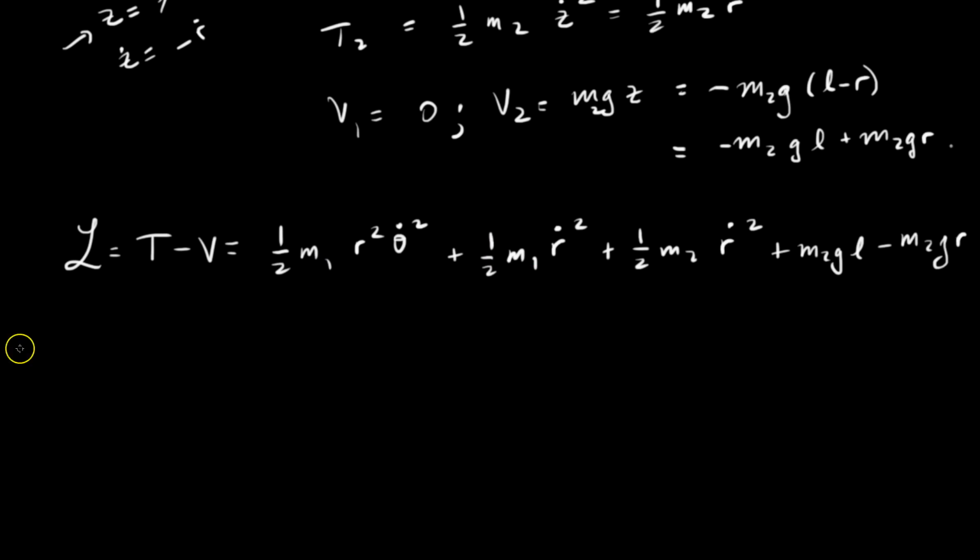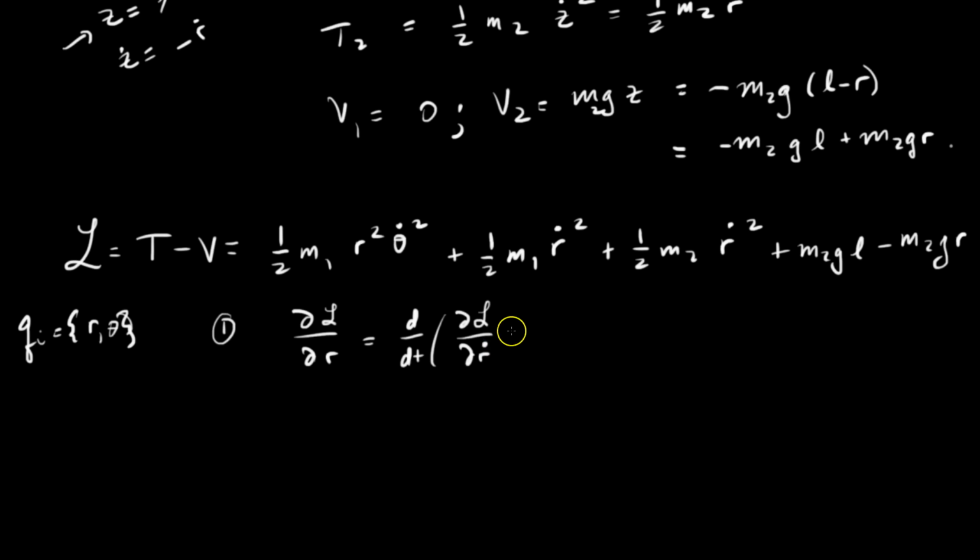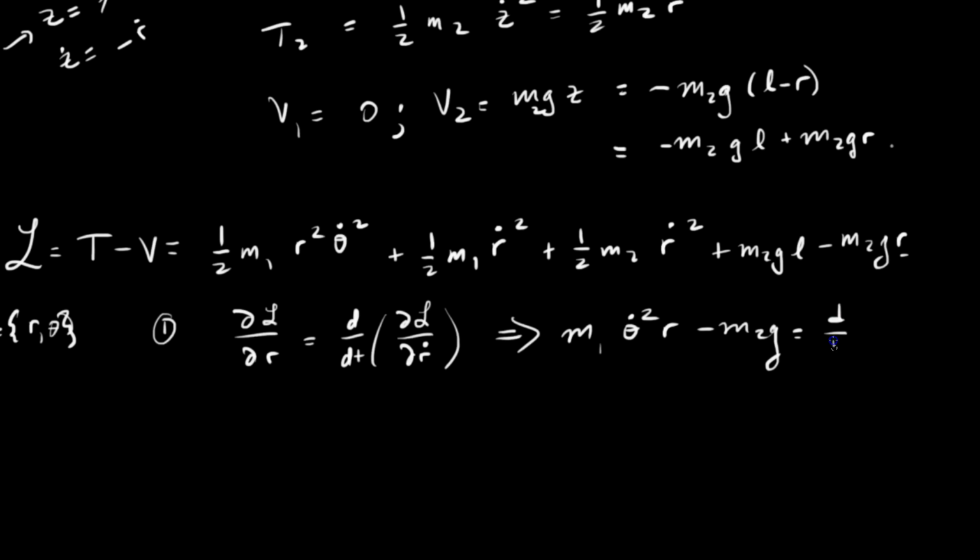Now what can we do? Well, we're working in this basis of r and theta, right? So we're going to have two equations of motion. The first one, very simple: dL/dr equals d/dt of dL/dr dot. What is this going to yield? What's dL/dr? We have an r here, so take the derivative, which is going to be m1 theta dot squared r, and take the derivative here. This is going to be minus m2g, equals, and then we have to take the time derivative of dL/dr dot.